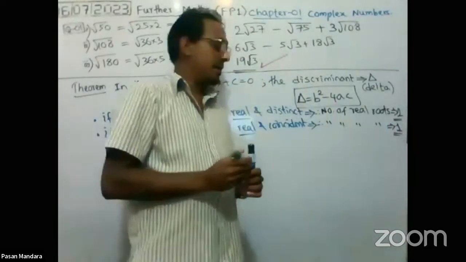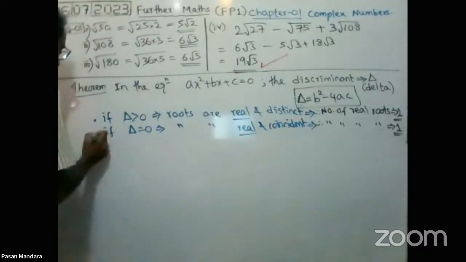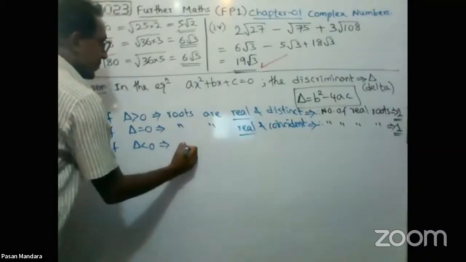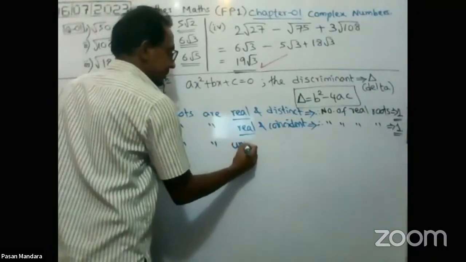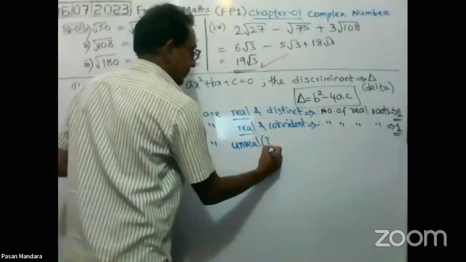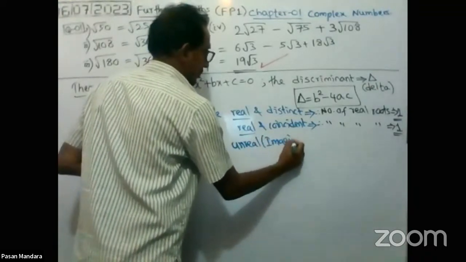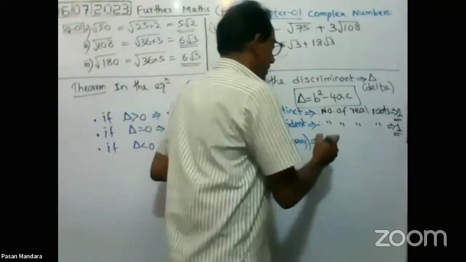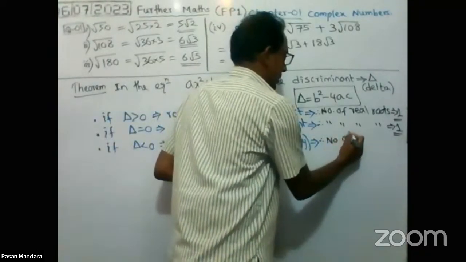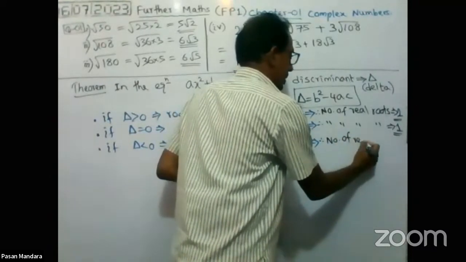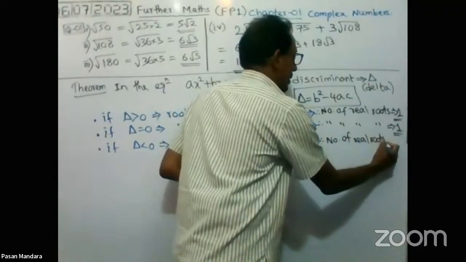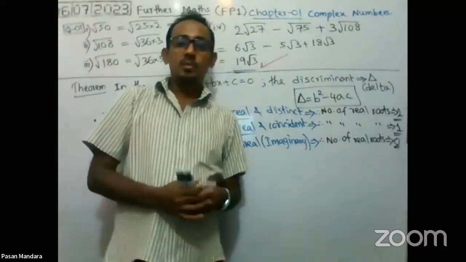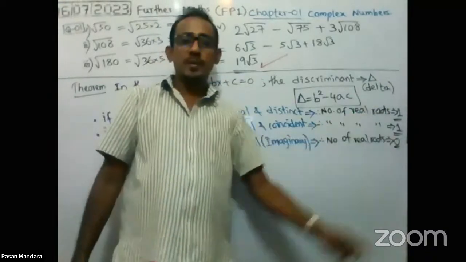That corner you can see, right? So then if delta is less than 0, roots are unreal, imaginary. Therefore the number of real roots answer is 0. If both roots are imaginary, number of real roots is 0. So the number of roots answer should be 2, 1, 0.